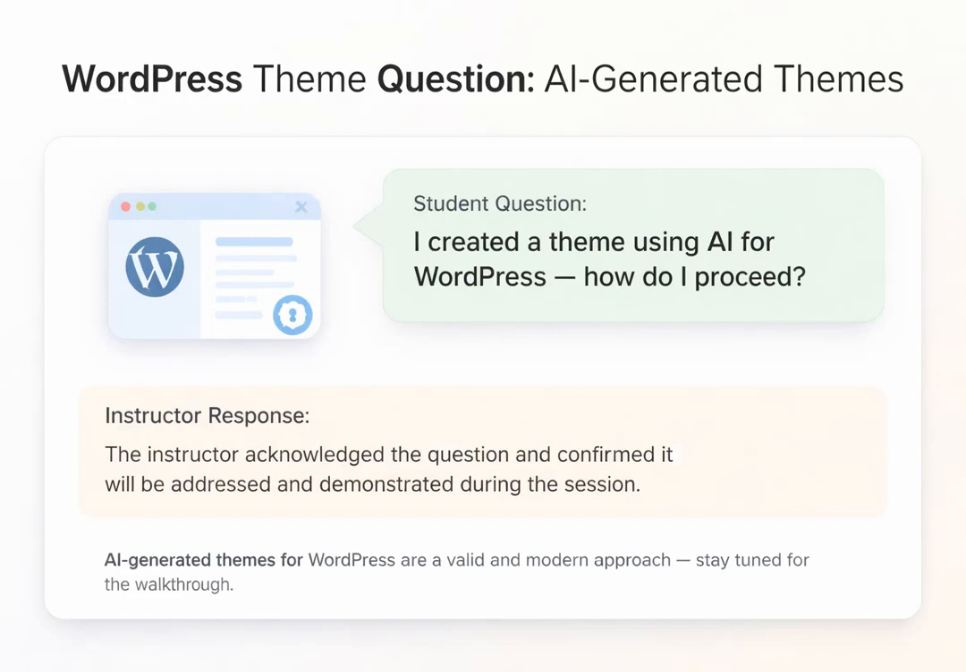During the session, one of the students raised a question about WordPress. Specifically, they had created a theme using AI tools and wanted guidance on how to proceed with it. The instructor acknowledged this question and confirmed that it would be addressed and walked through during the session. This is actually a really relevant topic. Using AI to generate WordPress themes is a modern and increasingly common approach, and it's great that students are already experimenting with it. The instructor made it clear. This will be covered, so stay tuned.